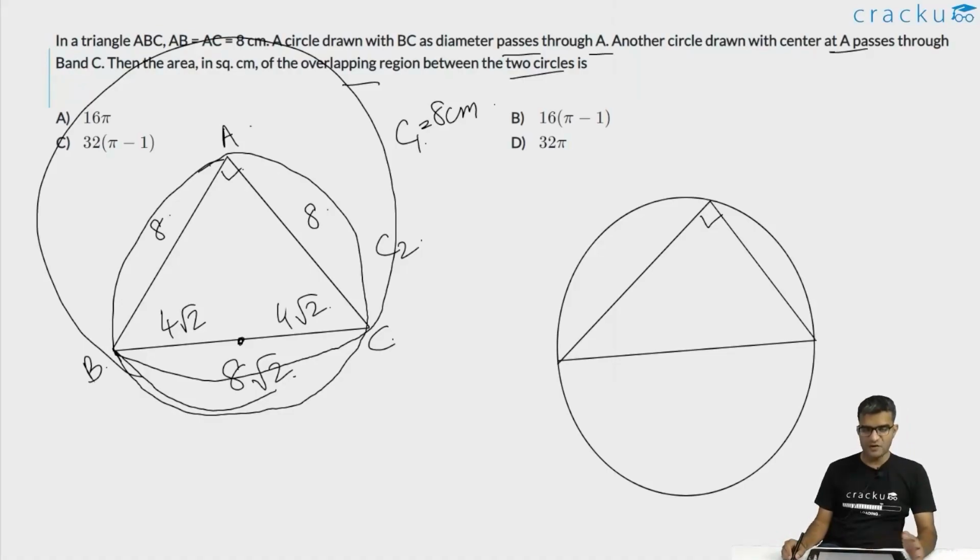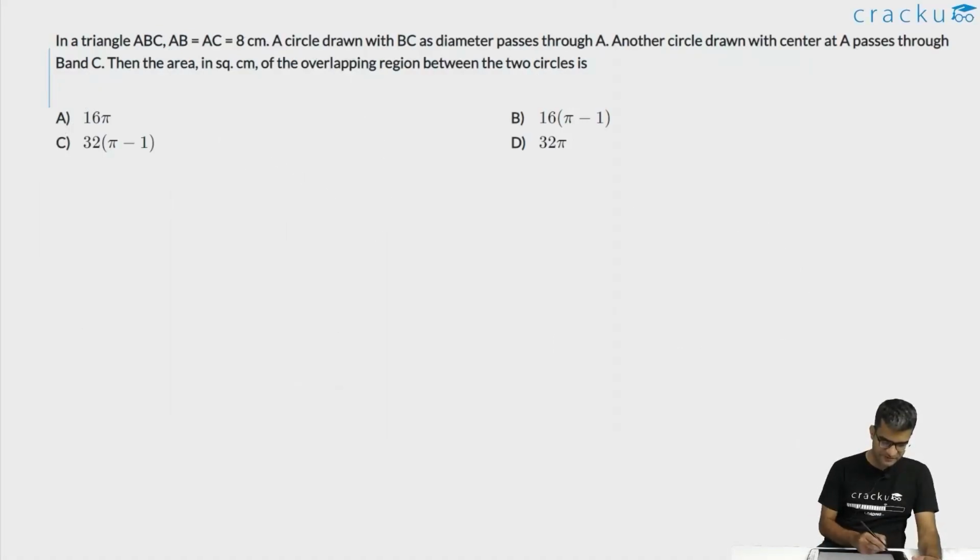We can now ignore the triangle ABC. The triangle ABC is only needed to figure out that the radius of the smaller circle is 4 root 2 and the radius of the larger circle is 8 centimeters. Let me clear all of this so that I'll draw only two circles so that the explanation becomes easy.